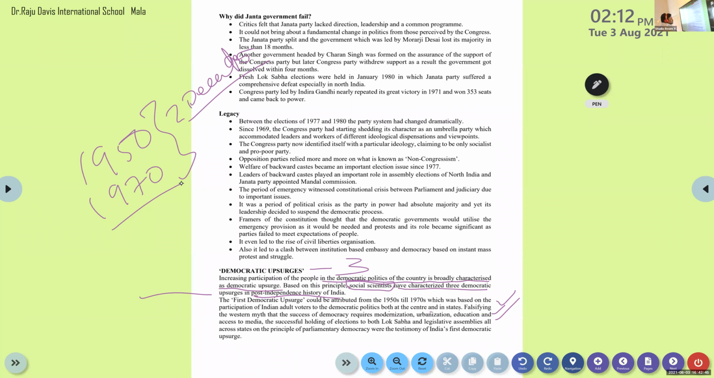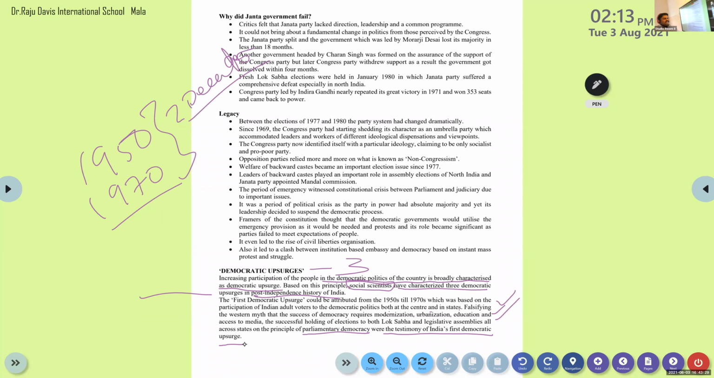The successful holding of elections to both the Lok Sabha and the legislative assemblies all across the states on the principle of parliamentary democracy were the testimony of India's first democratic upsurge. Clear or not? The first time we conducted elections in the country, for the Lok Sabha and for the state legislative assemblies, almost all the people from different sections of the society and different regions of the country actively participated in the election process. Then we proved that we also are able to conduct this kind of elections, and we also are able to follow the democratic system in our country.